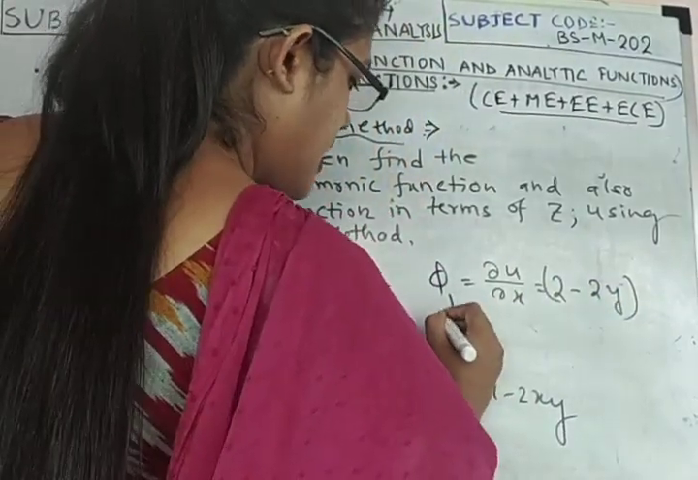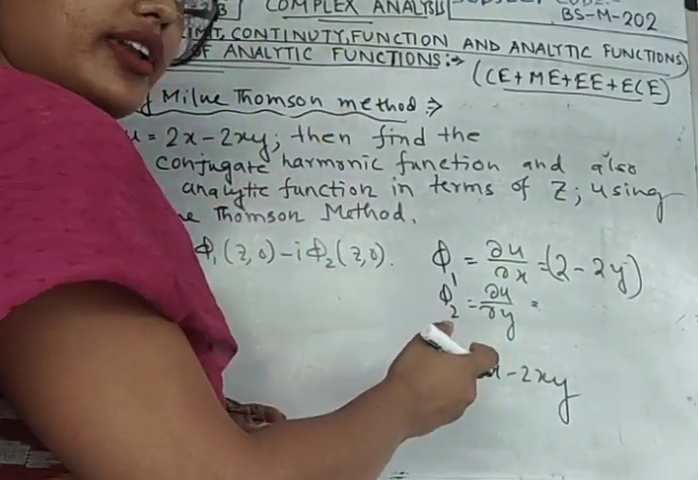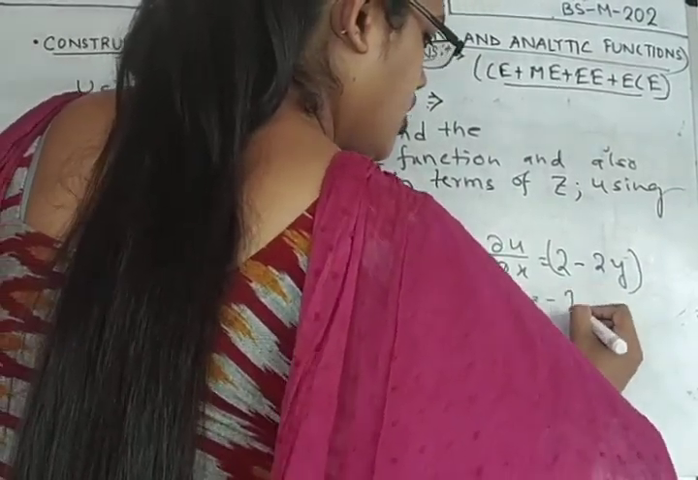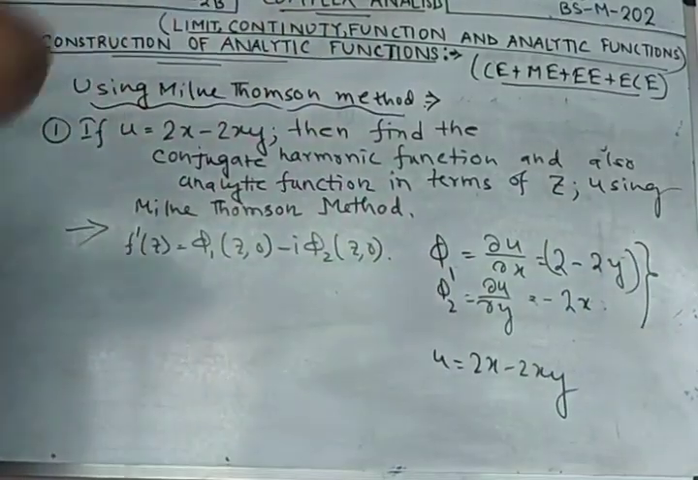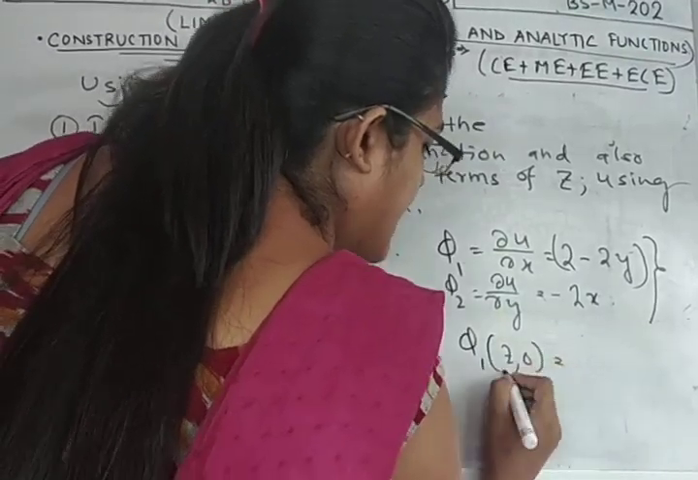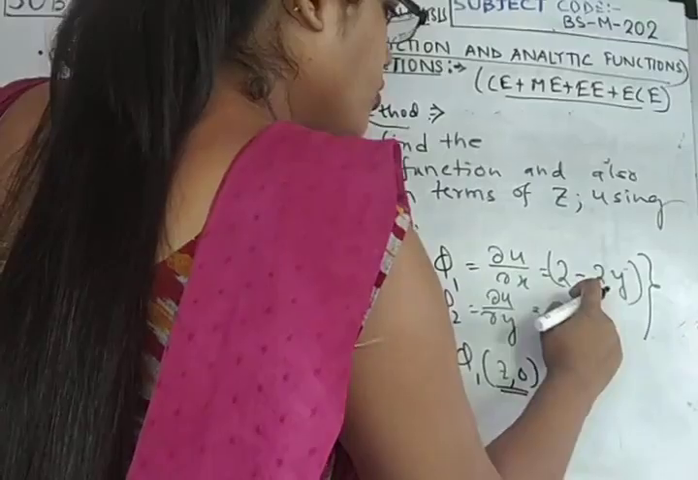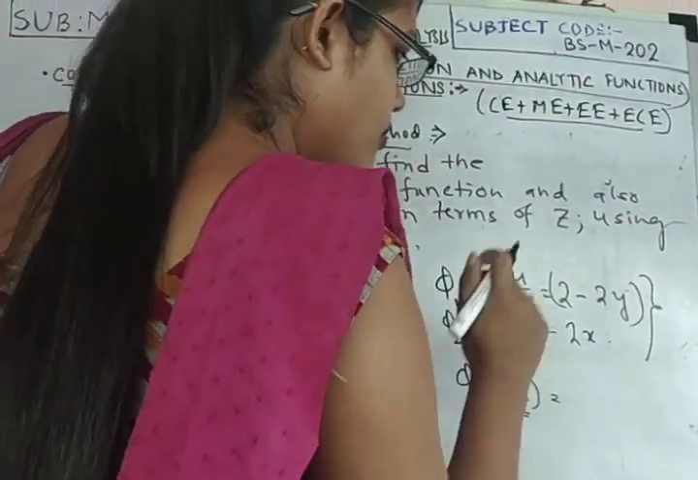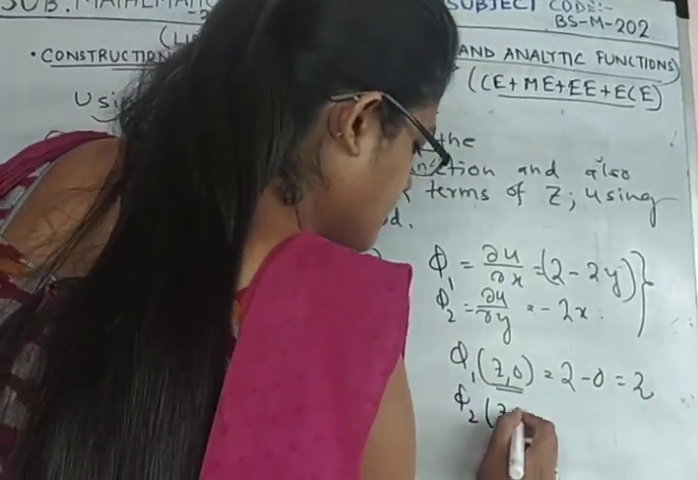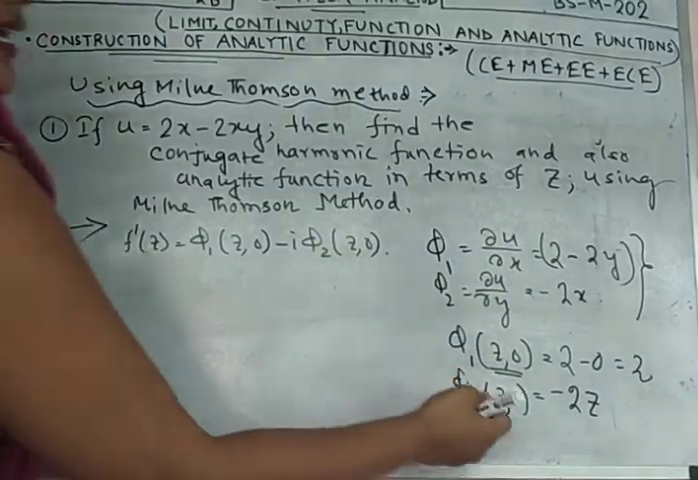This is our del u by del x, and phi 2 equals del u by del y. With respect to y partially, the other variable x is constant, so that term is 0 and this is minus 2x. Phi 1 (z, 0) means the value of phi 1 at the point z, 0. Our phi 1 equals 2 minus 2y, so put x equals z and y equals 0. This is simply 2 minus 0, which is 2. And phi 2 (z, 0) is minus 2z, because x is z and y is 0.